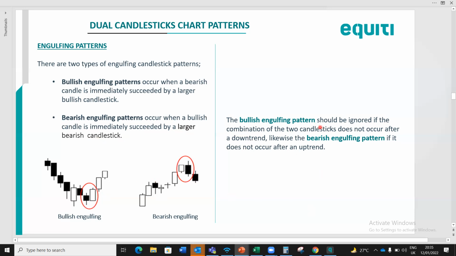Now the bullish engulfing pattern should be ignored if the combination of the two candlesticks does not occur after a downtrend. You must find it at the end of a downtrend before you can say that it is valid. But it is not valid if you don't find it at the end of a downtrend. Likewise, the bearish engulfing pattern is not valid if it does not occur after an uptrend. You should find this at the end of an uptrend before it is valid.